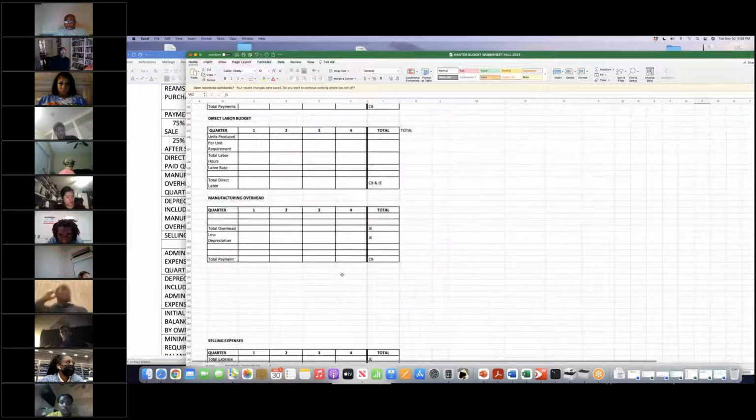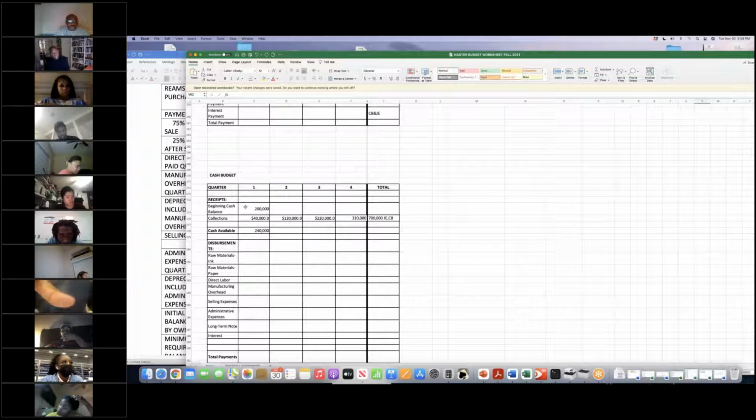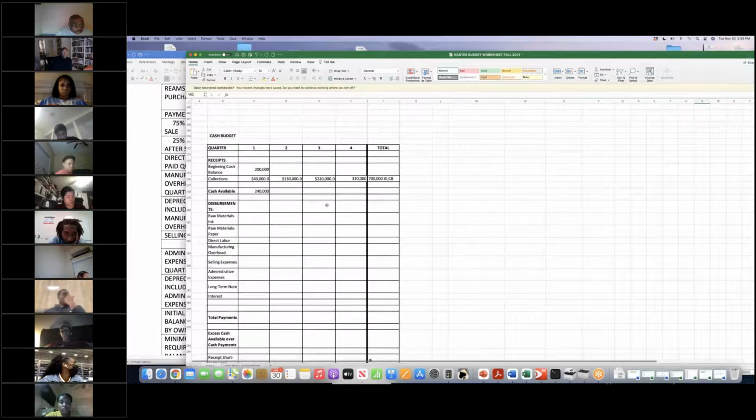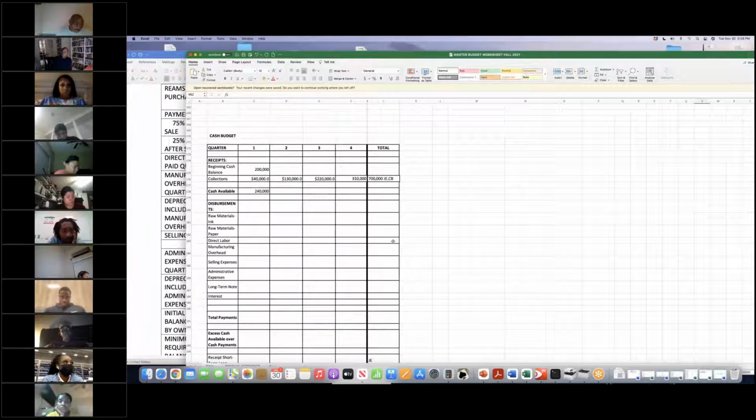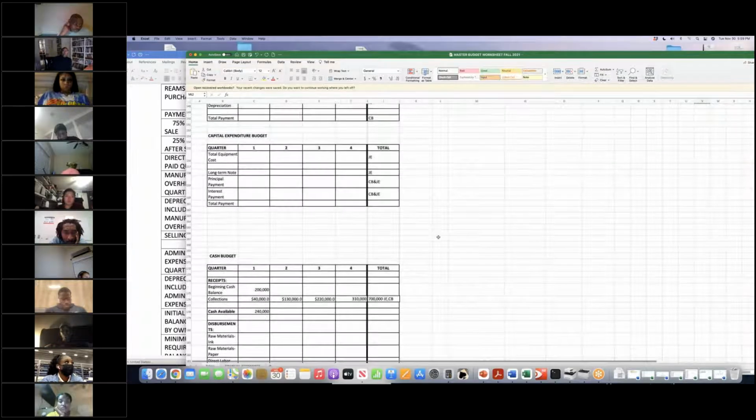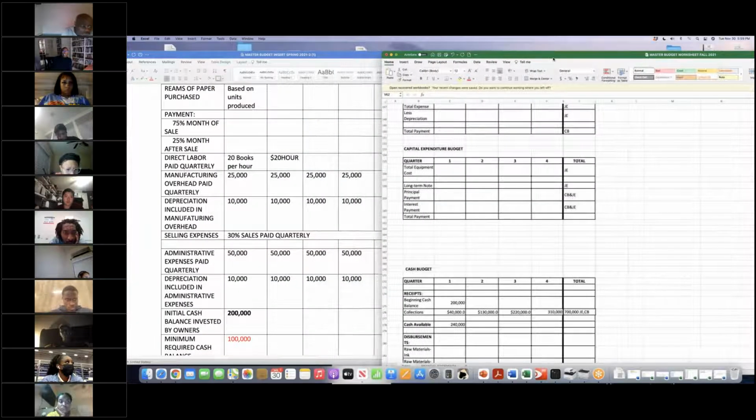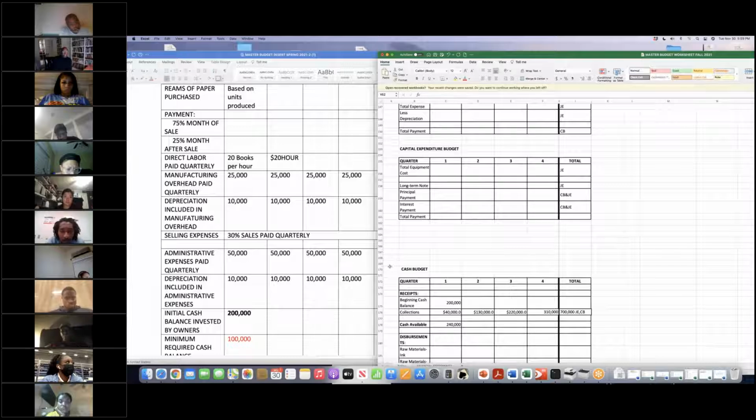So we know now that in our cash budget we have beginning cash of 200, collections of 400, and cash available of 240. So how much are our expenses going to be? We can see if we need to borrow money. Right now we're going to start at the bottom and move up. And y'all can tell me how long it takes to do this.